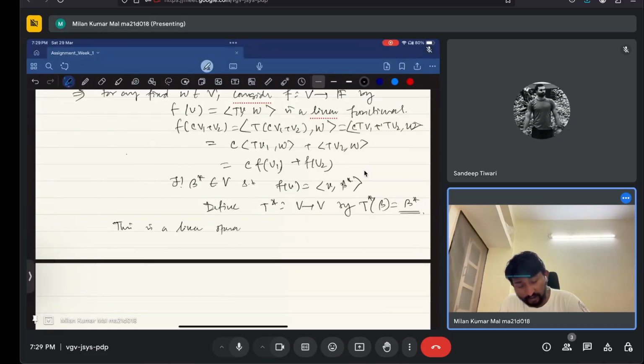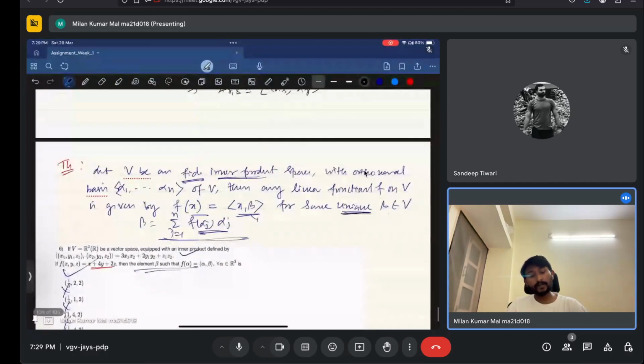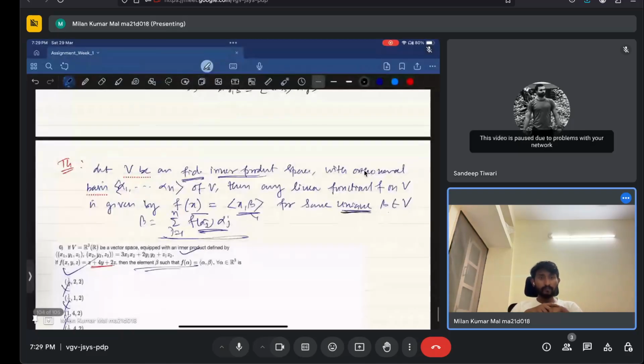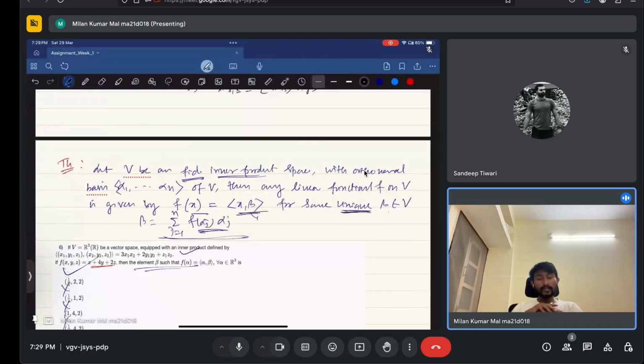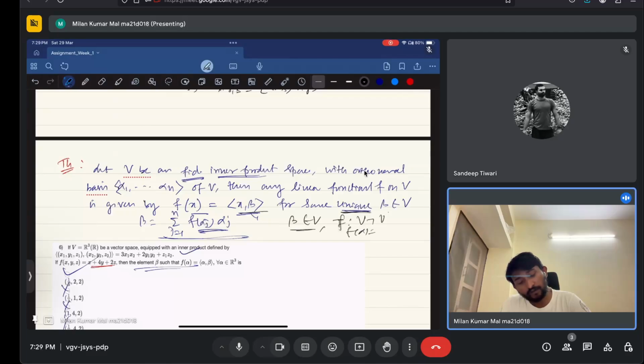This is the interesting fact that for every linear functional, there exists a unique vector beta with which we can take the inner product and get all the linear functionals. What is the collection of all linear functionals? Corresponding to every vector beta in V, we can give a linear functional f by f of alpha equals inner product of alpha with beta.